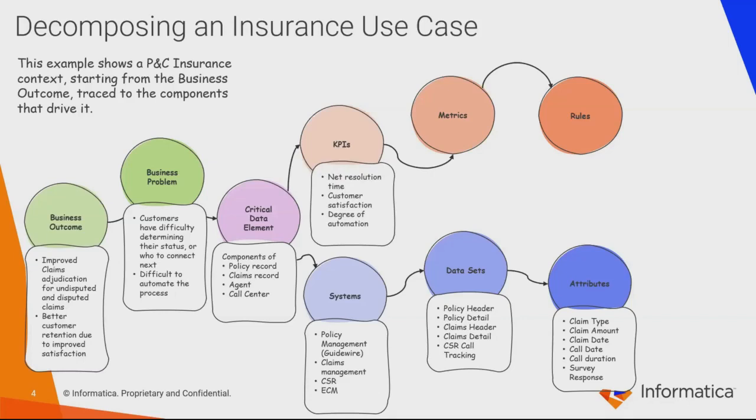KPIs then behind this are net resolution time. How long did it take to resolve that claim? The customer satisfaction score. So after the fact, I want to look at how happy they are and are willing to continue with us as a company. And the degree of automation. So you're able to support, let's say, a high level of robotic process automation so that the quick and easy claims don't need human interaction. And I can just route those to a claims adjudication robot and fire off a check as soon as that's ready. You also want to monitor that customer satisfaction, look at overall cycle time reduction.